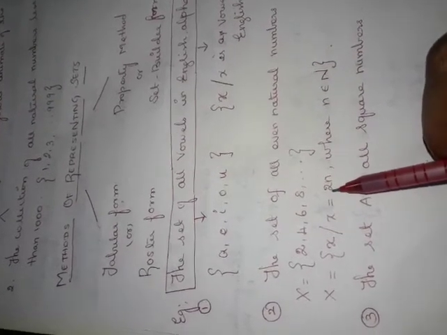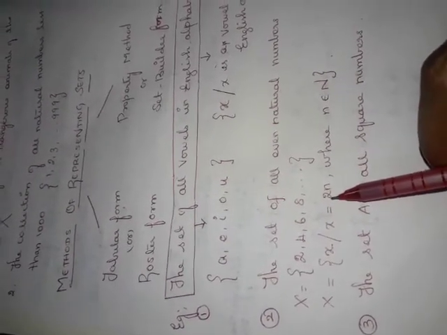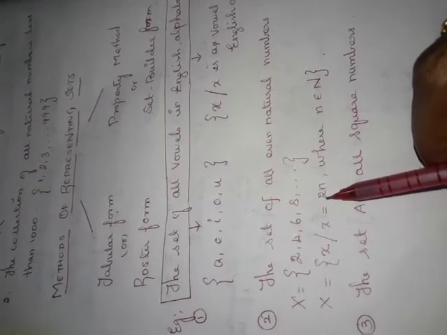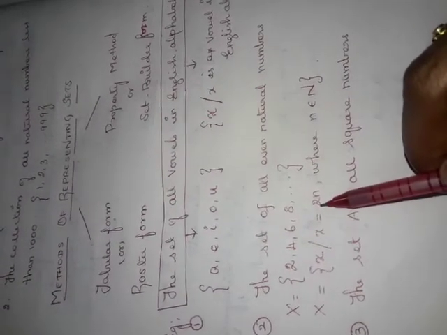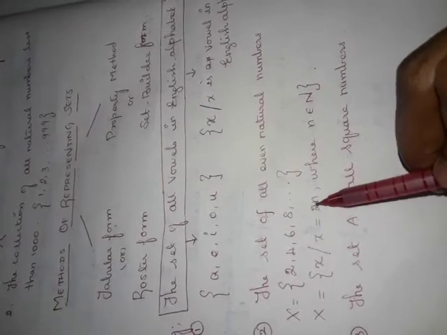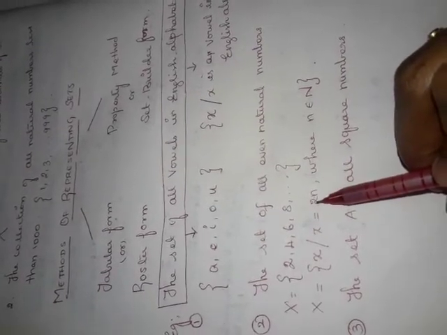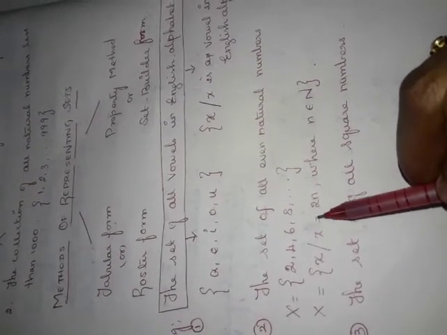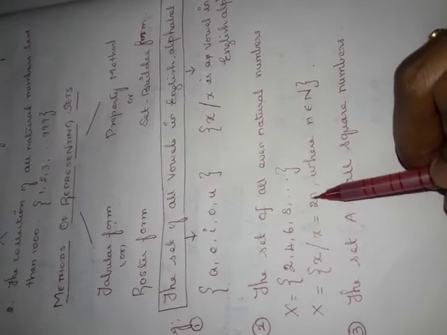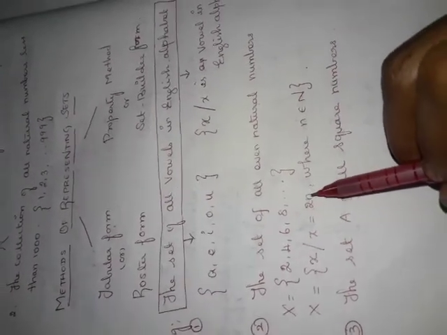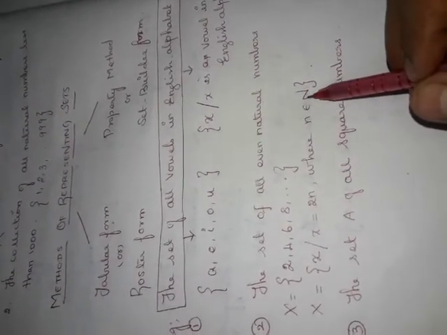Which form? 2n. Why do we express this as 2n? Because we are talking about even natural numbers. Only if you multiply a natural number by 2, you will get an even natural number. So we have written x equals 2n, and we need to give the description for this n. What is this n? n is a natural number.